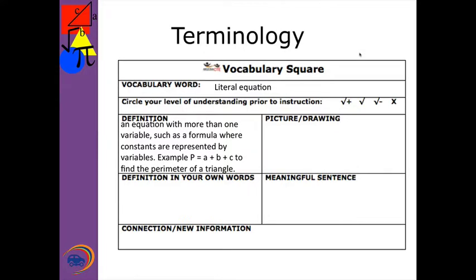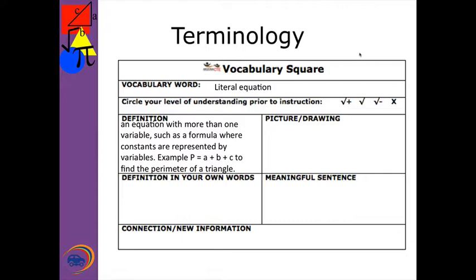All right, terminology. On your note taker, you have a vocabulary square. The first one is asking you to understand what the term literal equation is. So on your note taker, circle your level of understanding of what a literal equation is. A check plus means I could probably define it. A check means I'm pretty confident about what it means. Check minus means at least I've heard the term before, and an X means I've never heard the term before.